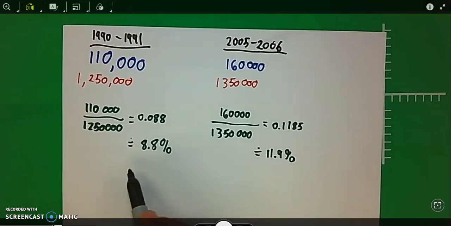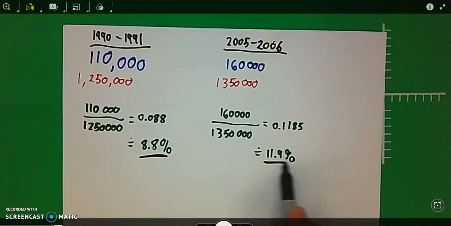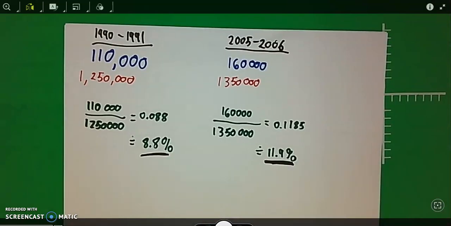So actually, we can clearly see that the share of the population enrolled in college went from 8.8% to about 12%. So clearly, college is being seen as a much more popular choice.